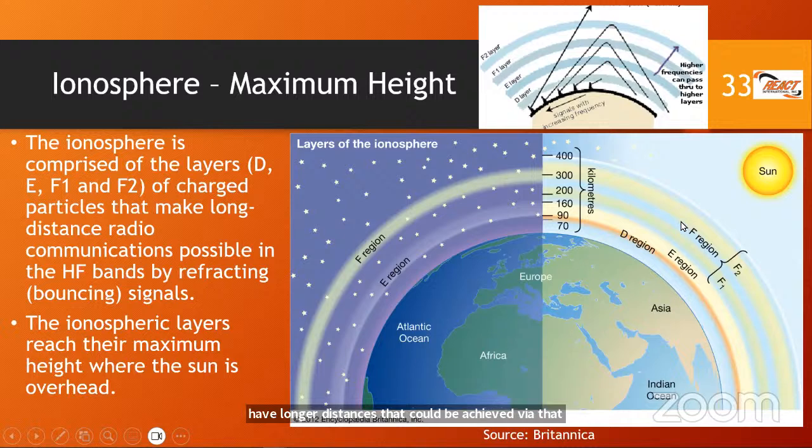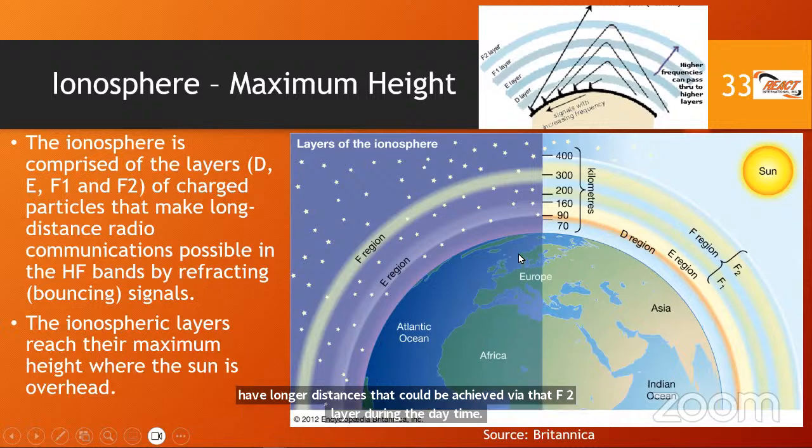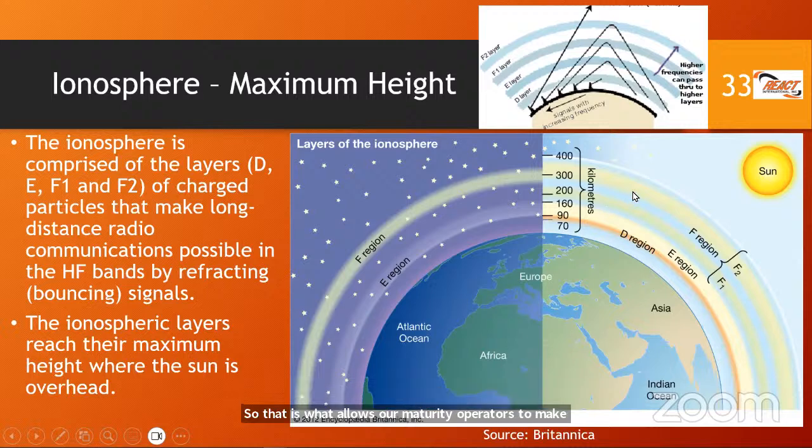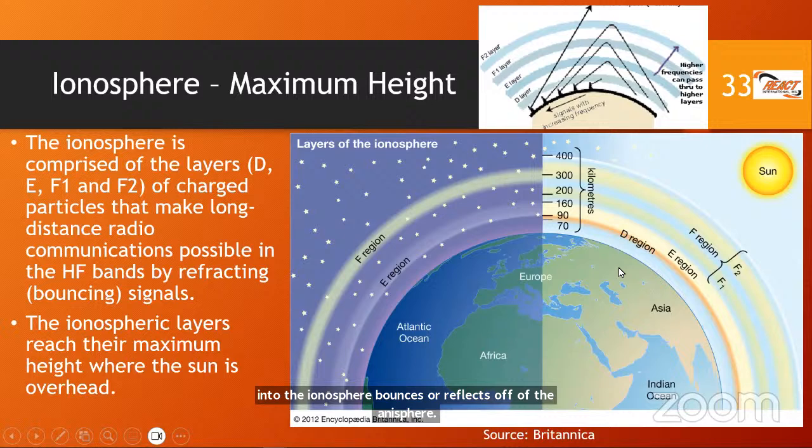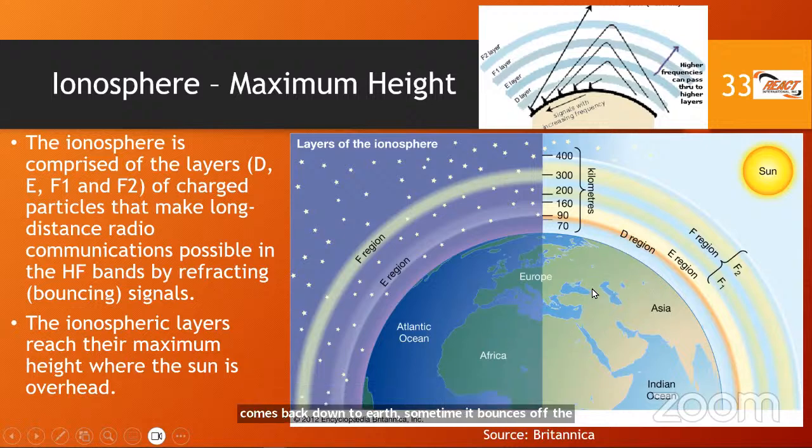So that is what allows amateur radio operators to make long distance contacts as the radio signal goes up into the ionosphere, bounces or reflects off of the ionosphere. Really, the correct term will be refract. It bends and comes back down to earth. Sometimes it bounces off the earth again and goes right back up, and it bounces and hops and skips just like that. And that's how we communicate with our terrestrial infrastructure. All right.